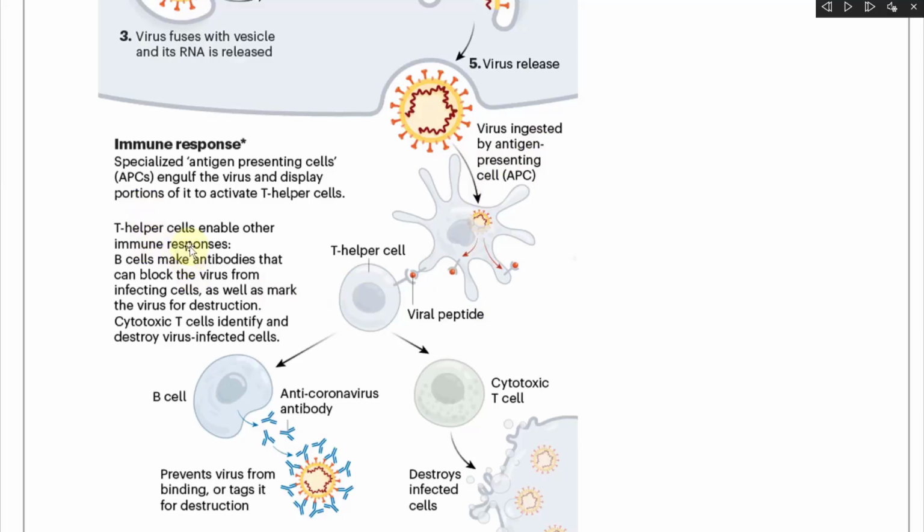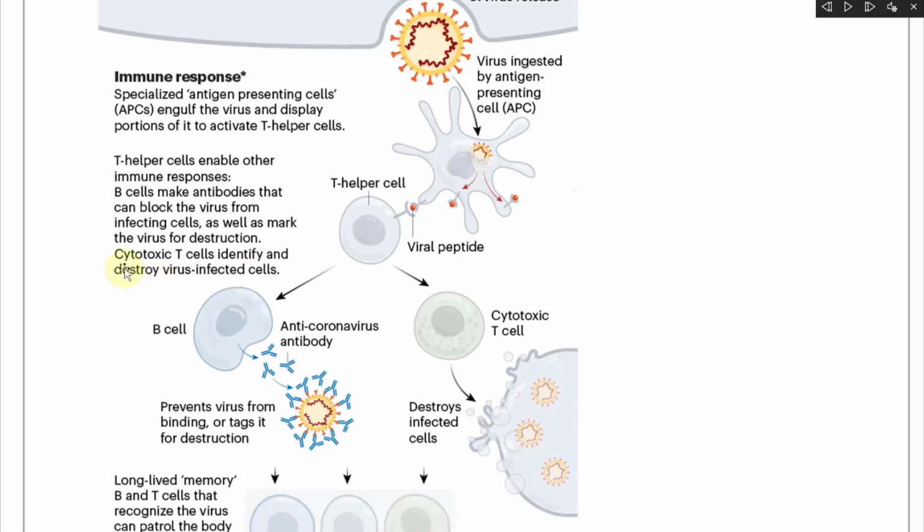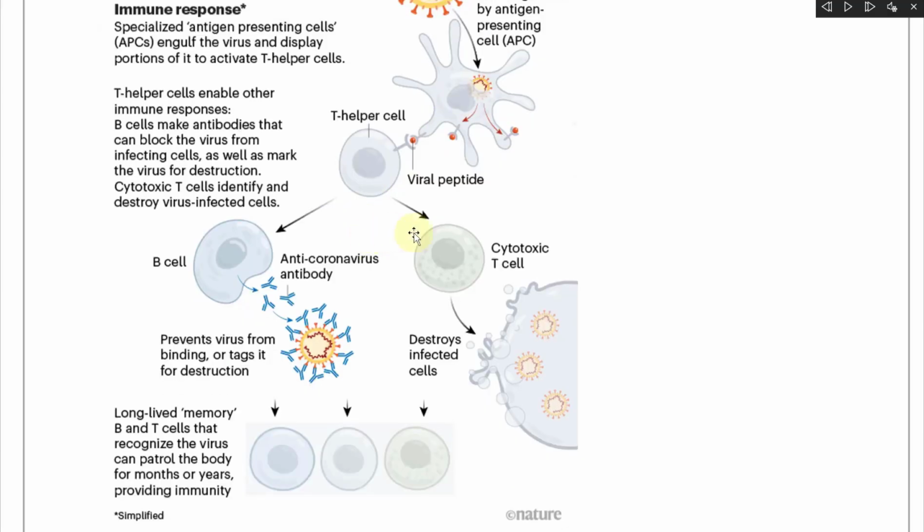other immune responses. B cells make antibodies that can block the virus from infecting cells, as well as mark the virus for destruction. Then you have cytotoxic T cells that identify and destroy virus-infected cells. So on this antigen-presenting cell, it presents these peptides, and then the T helper cell connects to it. Now you have the cytotoxic T cell, which can recognize this and go and destroy infected cells, while the B cells here make antibodies that can block the virus from infecting cells.